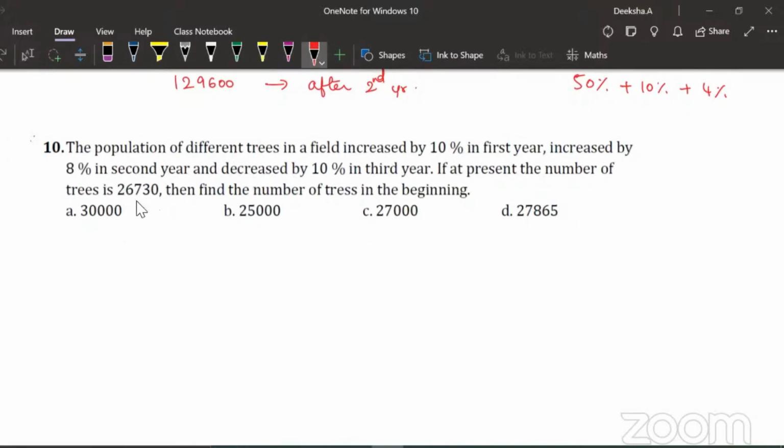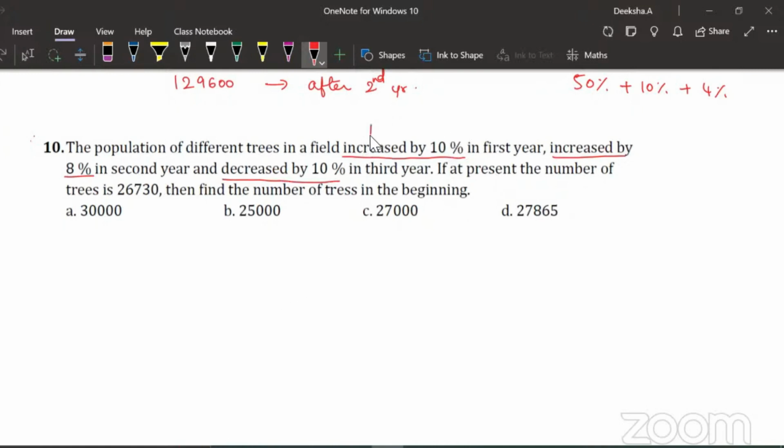Here, we have certain trees in a field and it is increasing by 10% in the first year. For increasing by 10%, what is the percentage factor? Second year increasing by 8%. Third year it is decreasing by 10%. What is the percentage factor for each of them?